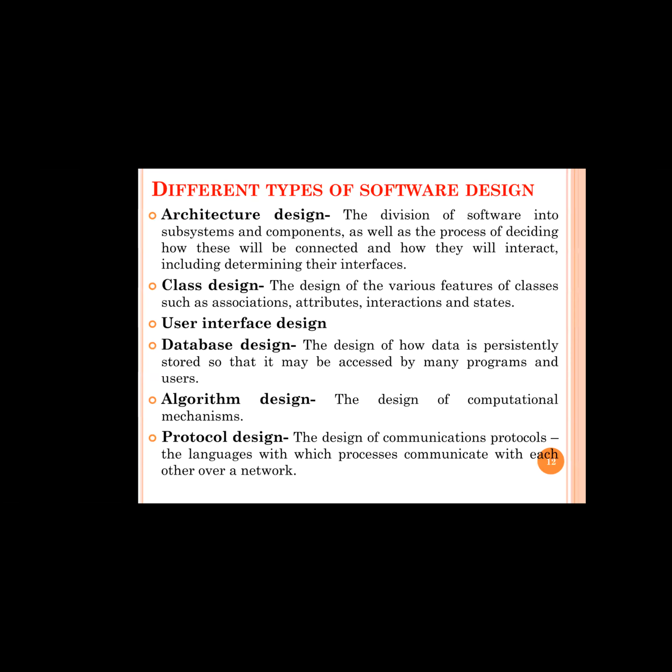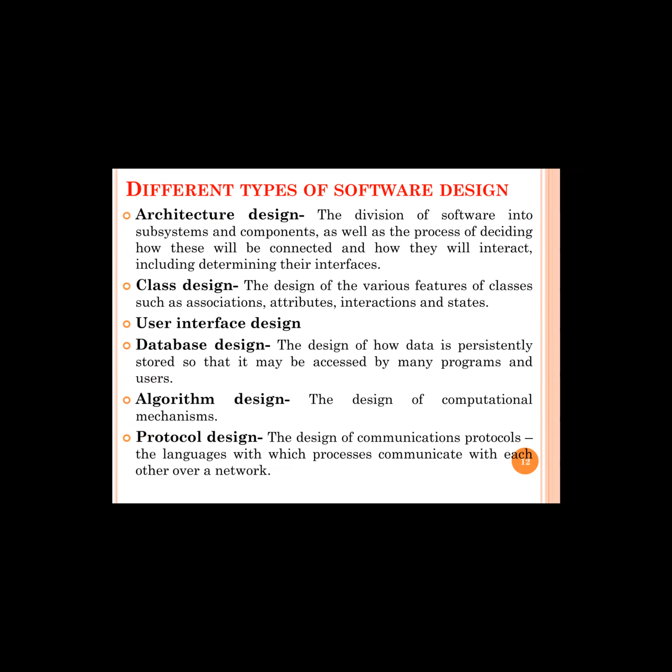So the next topic is the different types of software design. The different types of software design are, first, architectural design, then class design, user interface design, database design, algorithmic design, and protocol design. Architectural design means the overall system architecture or the project architecture should be identified.